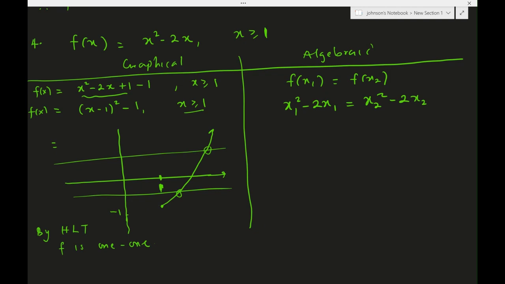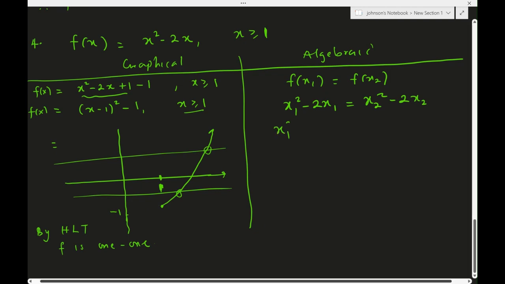So we can do completing the square for both sides. So this is going to be x1 squared minus 2x1, right? If you do completing the square for this, it's going to be plus 1 minus 1. Then on this side also, you do completing the square. So this is going to be plus 1 minus 1.